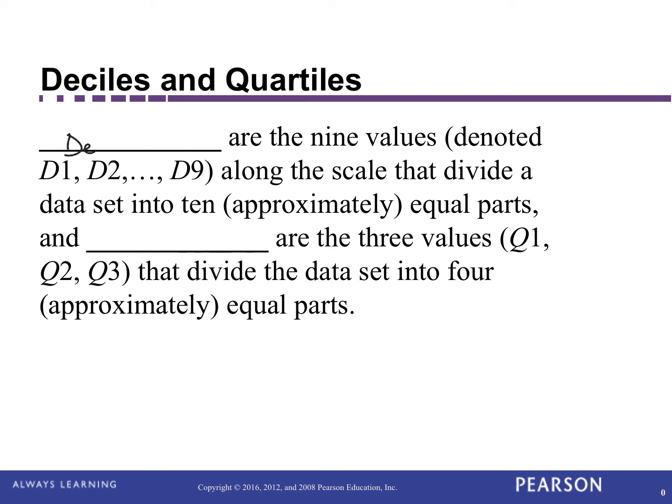Deciles are the 9 values denoted D1, D2 through D9 along the scale that divides a data set into 10 equal parts. And quartiles are the 3 values Q1, Q2, Q3 that divide the data into 4 equal parts.